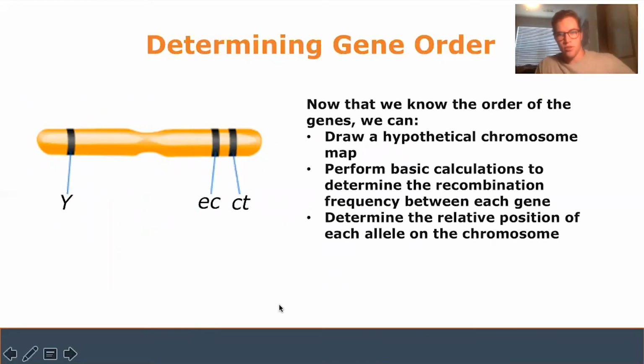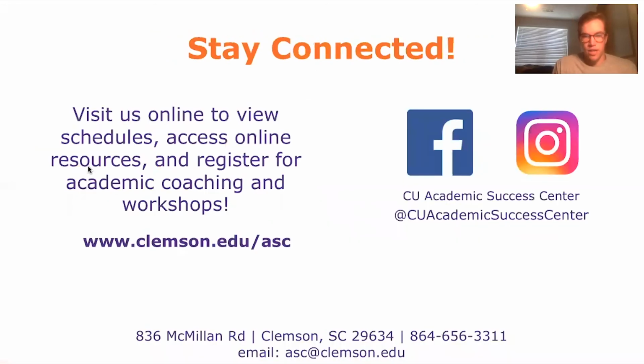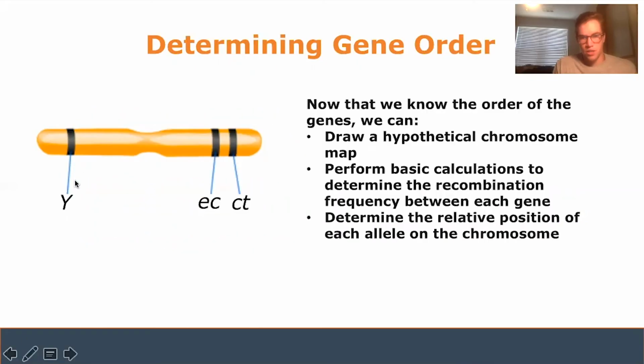So now that we know the order of the genes, we can draw a hypothetical chromosome map, and then we can perform some basic calculations to figure out the probability that crossover would happen between each of these genes. And based on those frequencies or probabilities, we can figure out the relative distance between each of these genes. So we know now that echinus eyes is the allele that's in the middle on the chromosome, but we don't know if this is actually representative of how far they are. Echinus eyes could be a lot closer to Y, we don't really know. So in the next video, we'll cover how you figure out how far these genes are from each other.